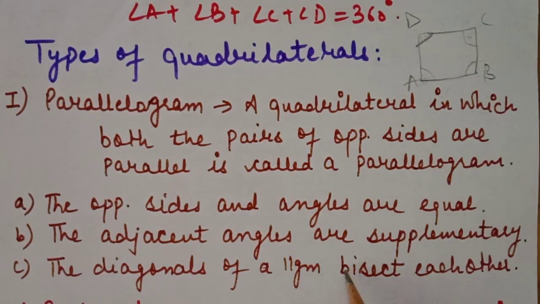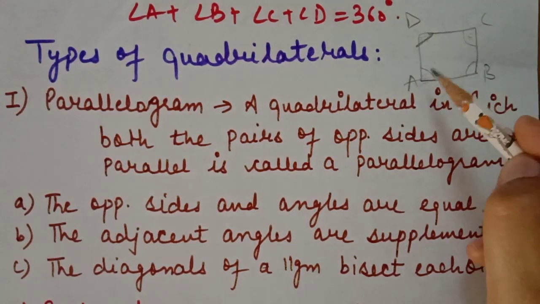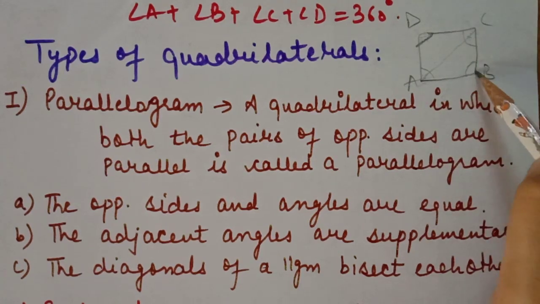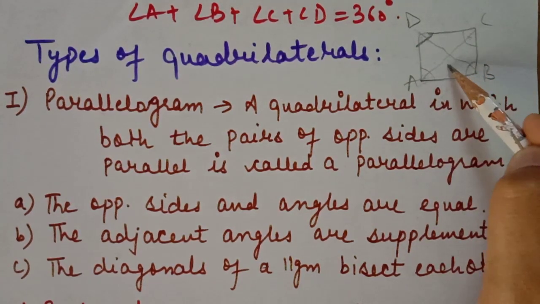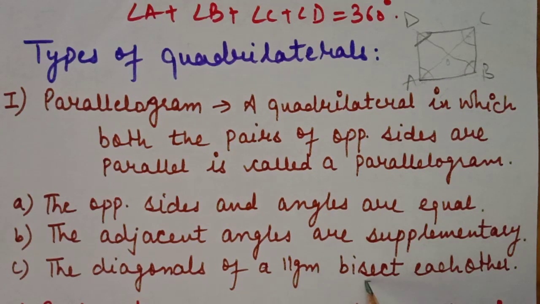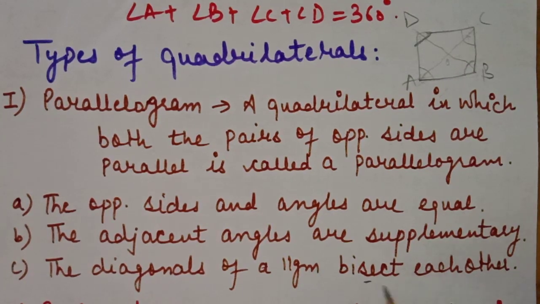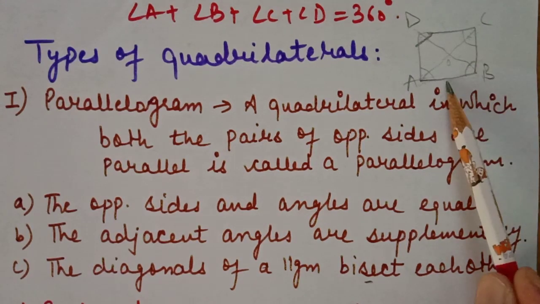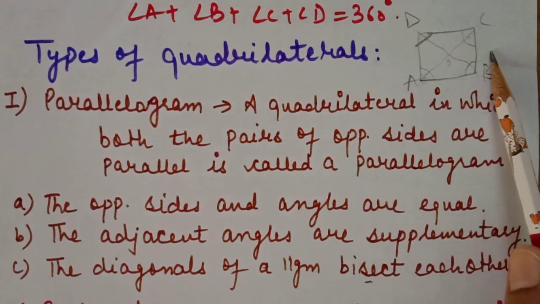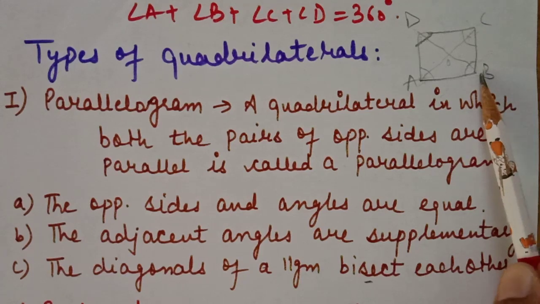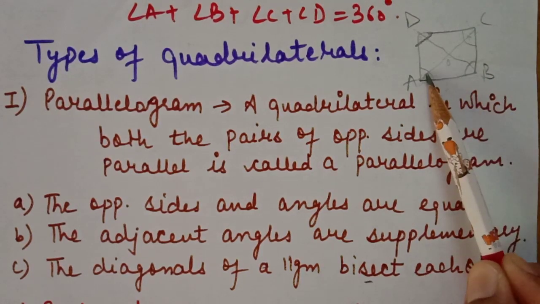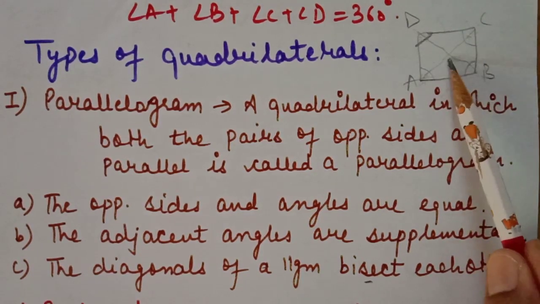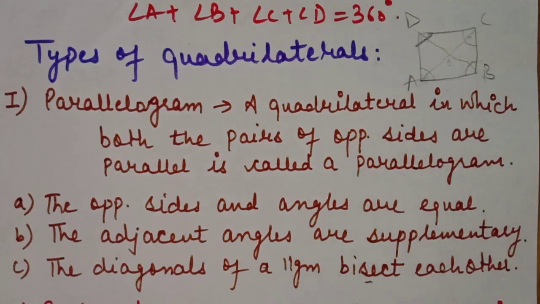The diagonals of a parallelogram bisect each other. In a parallelogram, when we draw the diagonals, they bisect each other at a point. Bisect means cut into two equal parts. So what are the properties of a parallelogram? In a parallelogram, opposite sides are equal and parallel, opposite angles are equal, adjacent angles are supplementary, and the diagonals bisect each other. You have to learn all the properties.